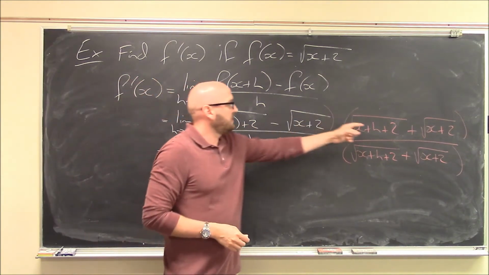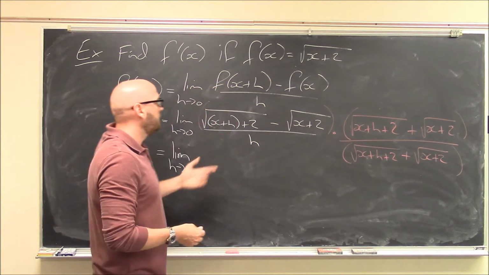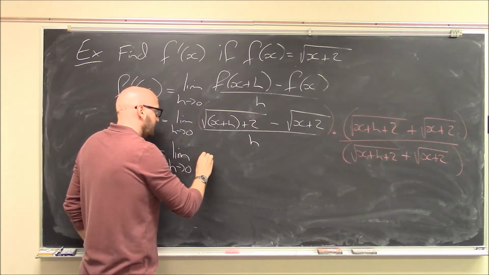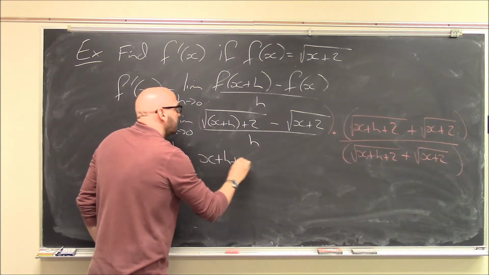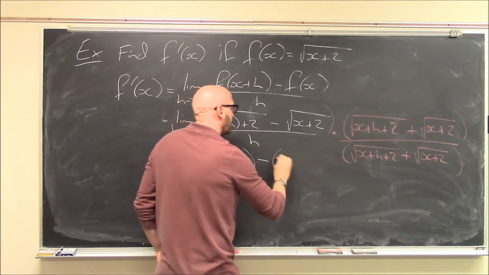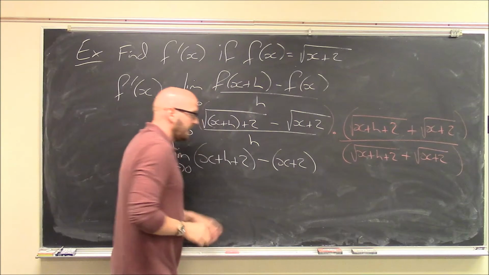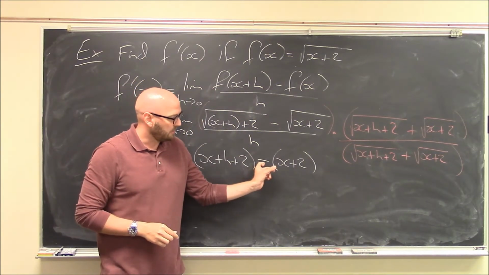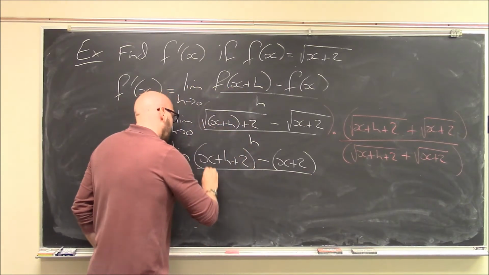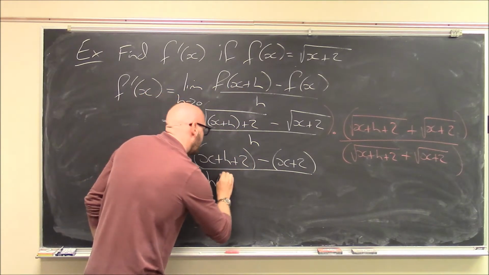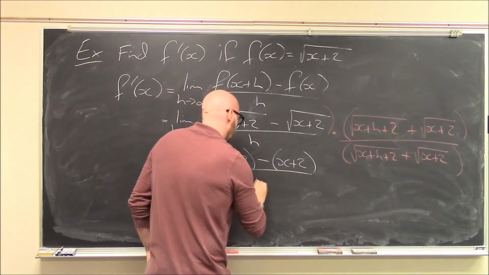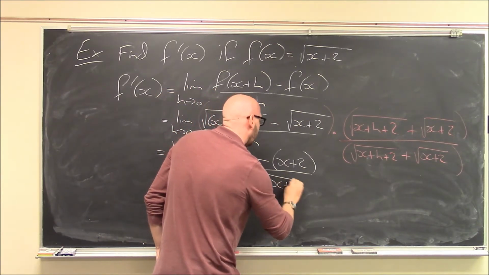Up top, again, this is a difference of two squares factorization. So if you FOIL it out, you just get that difference of two squares. So it's this term squared, which is x plus h plus 2, minus this term squared, minus x plus 2. Once again, making sure to use brackets to distribute this negative over the entire expression. All over h times a bunch of stuff. x plus h plus 2 plus the square root of x plus 2.